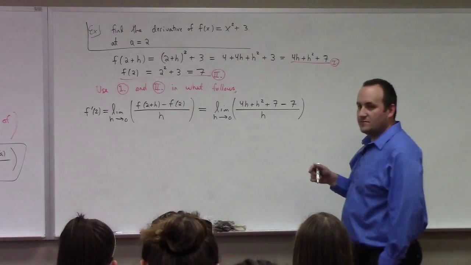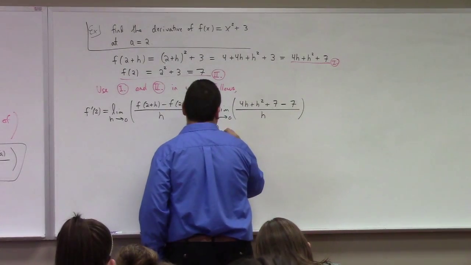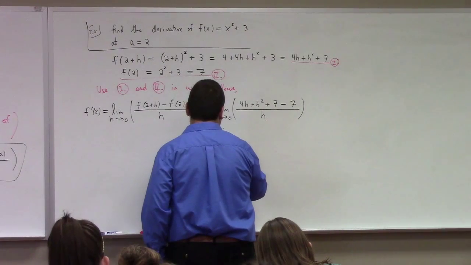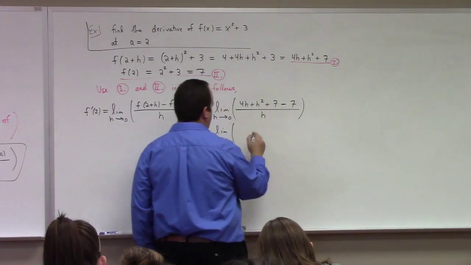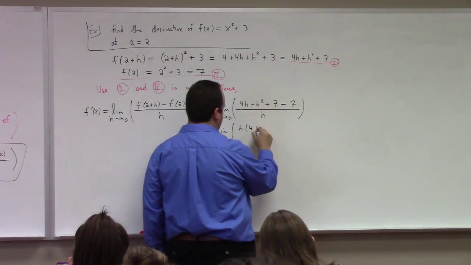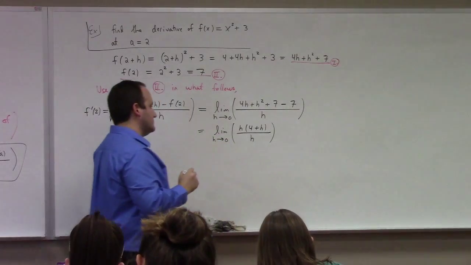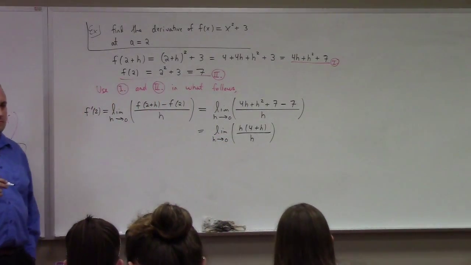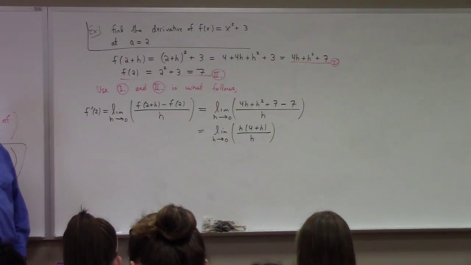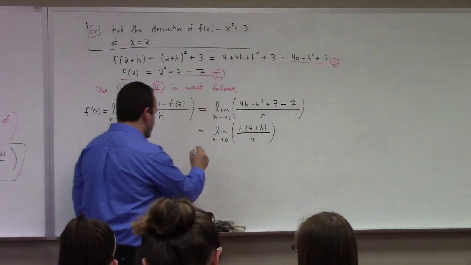So the 7's cancel, right? What are we left with? Yeah, we get 4h plus h squared. So we can factor an h out, right? This is h times 4 plus h, divided by h. The h's reduce, right? They cancel out multiplicatively. What are you left with?